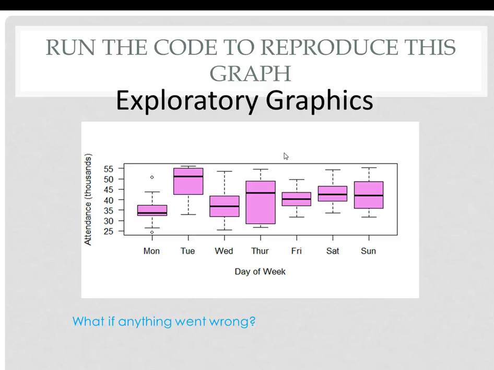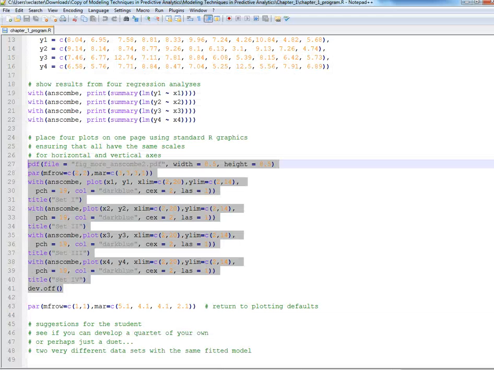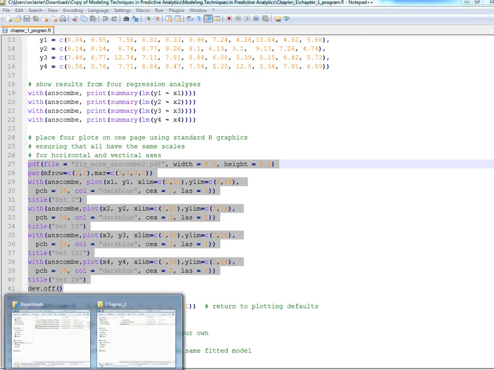Now, run the code to reproduce this graph. We're doing some exploratory graphics, so try and run this code right now. I don't have chapter 2 open yet, so go to open the chapter 2 data.